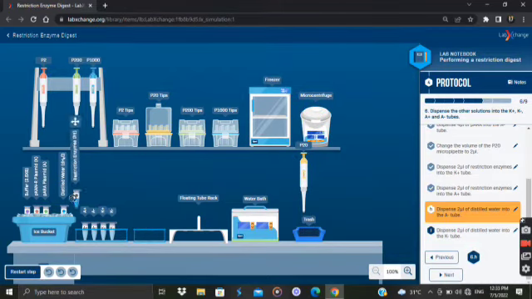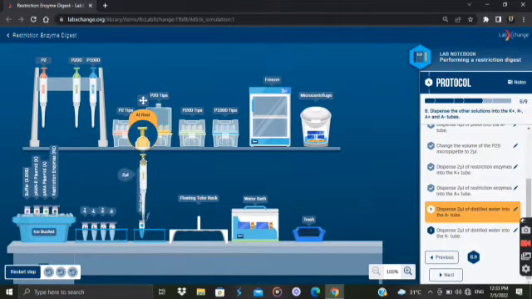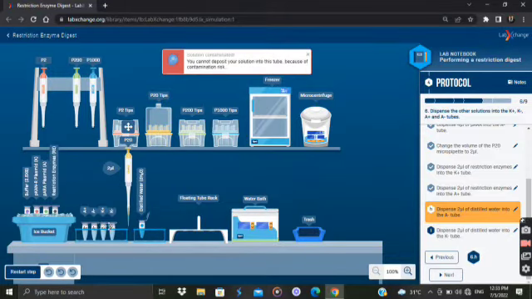Now we are going to put this restriction enzyme away, because we are going to dispense 2 microliters of distilled water into the A negative tubes. So basically we are just dispensing these distilled waters into the negative tubes, which are the A negative and K negative tubes, and we are going to dispense 2 microliters of them.